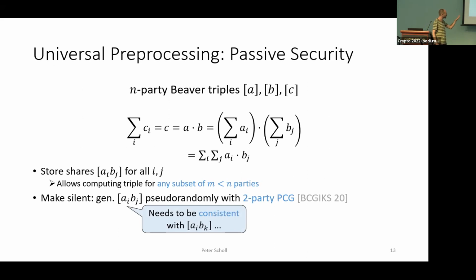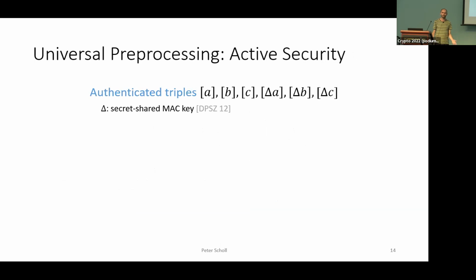So a few things we have to take care of when actually making this work, like making sure that these A_i and B_j terms are consistent across different sharings. But thankfully, with small tweaks to the underlying PCGs, you can make this work. OK, so that's the passively secure setting.